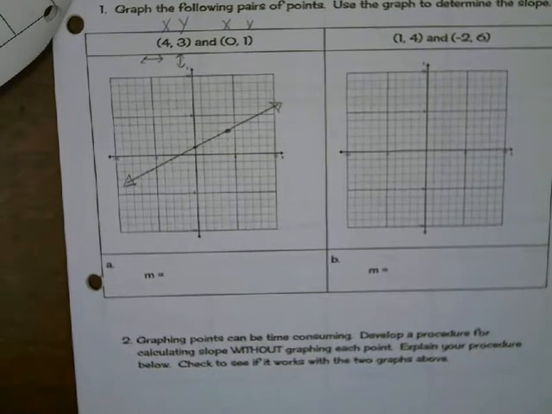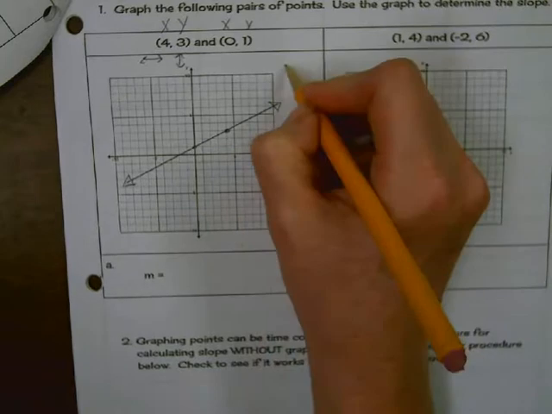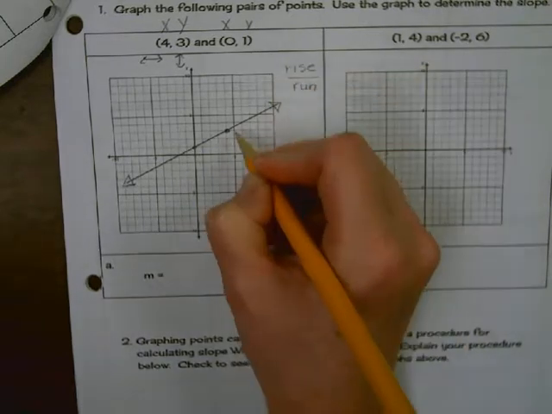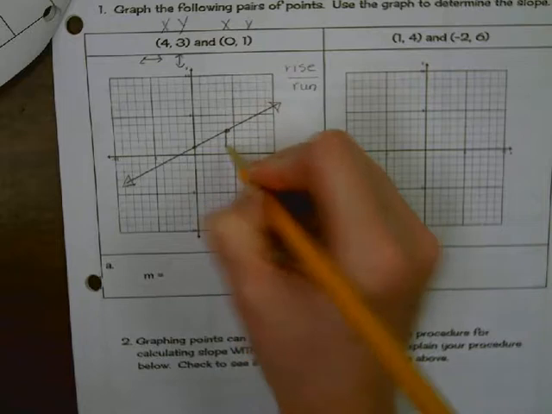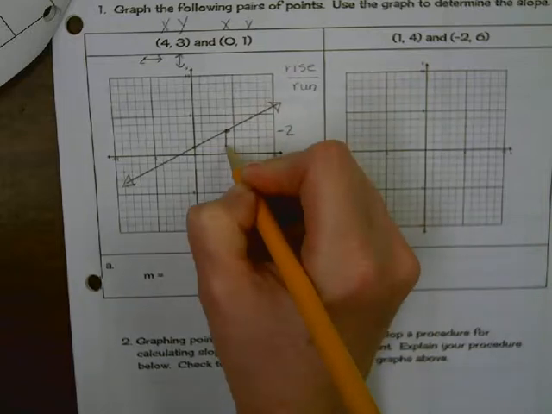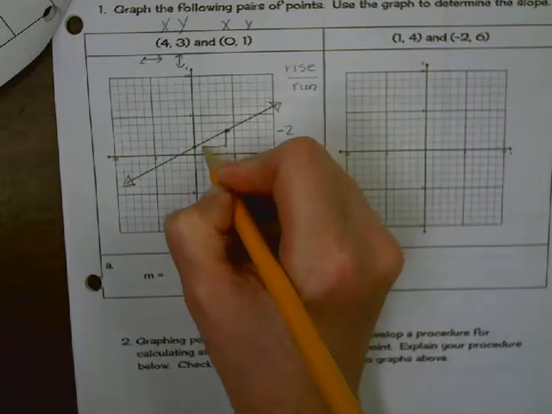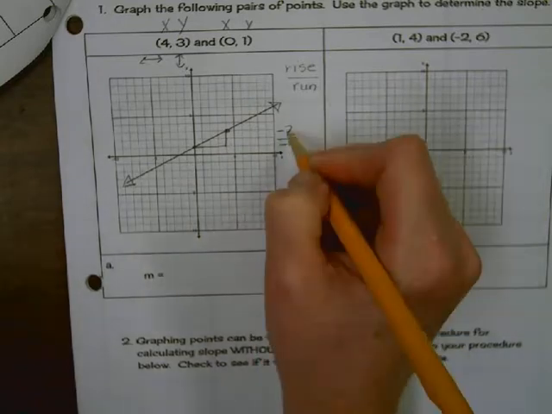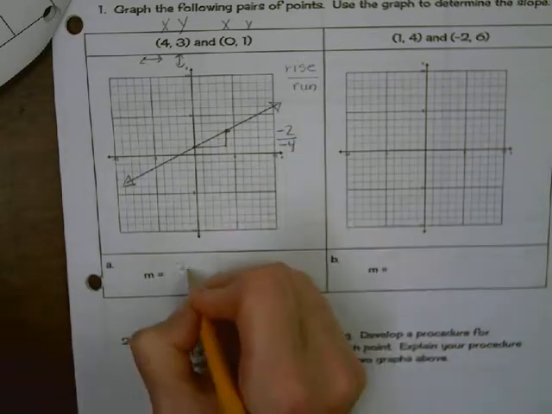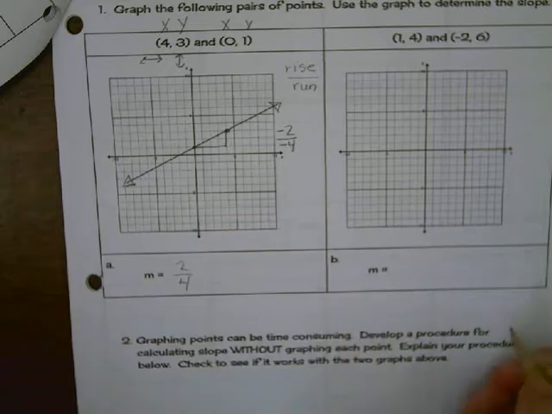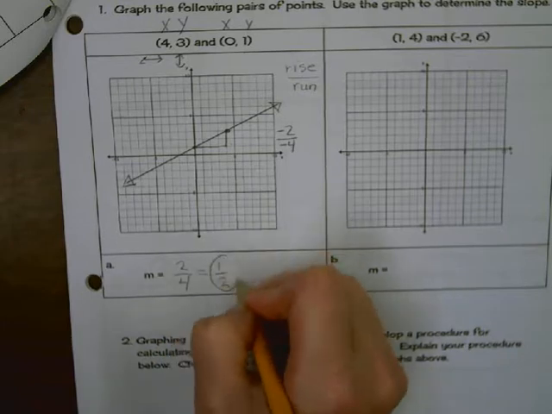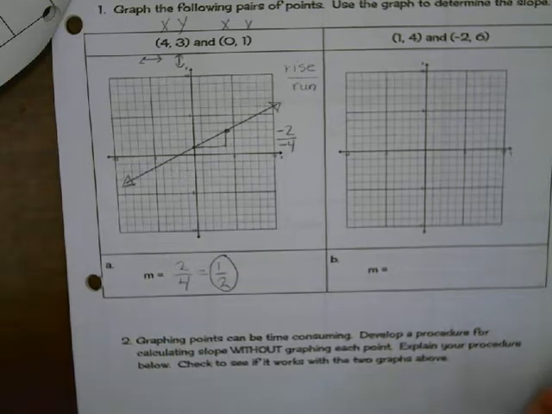And now we're going to find our rise over run. 1, 2. So I went down 2. 1, 2, 3, 4. I had to go backwards 4. Negative divided by a negative is a positive. Can this fraction be simplified? It can. Our slope is 1/2.